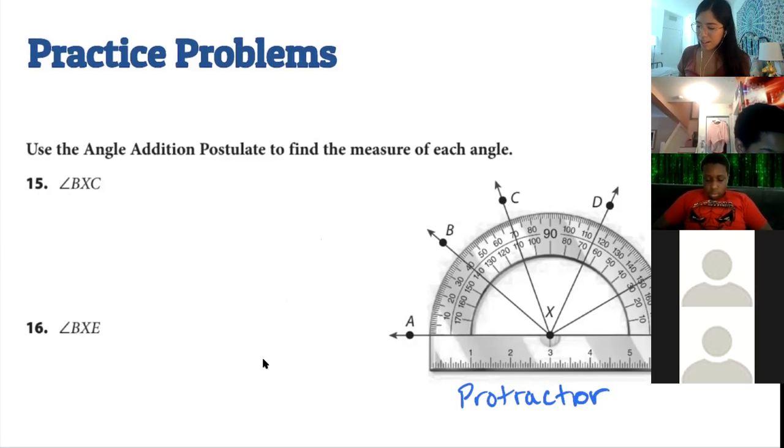You said it looks hard, but it's not hard at all. Not yet. All right, use the angle addition postulate to find the measure of each angle. I'm going to start with angle BXC. So I'm going to highlight it.